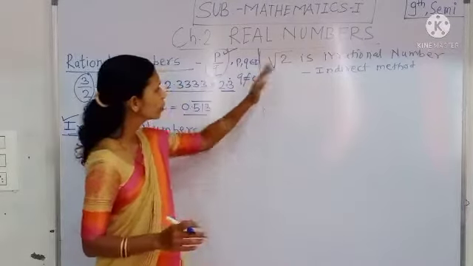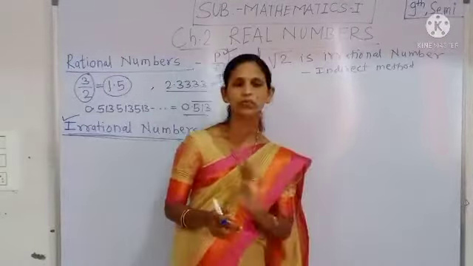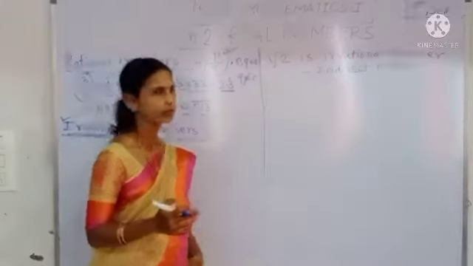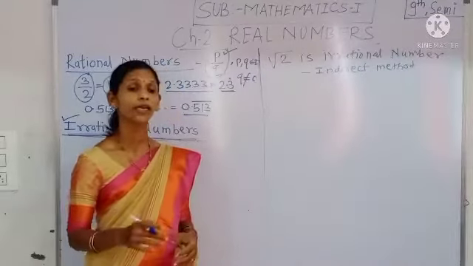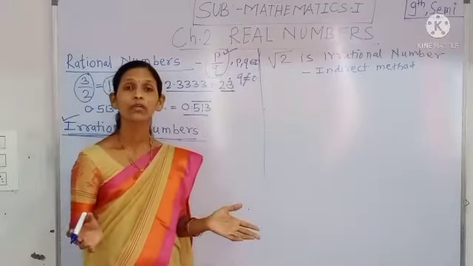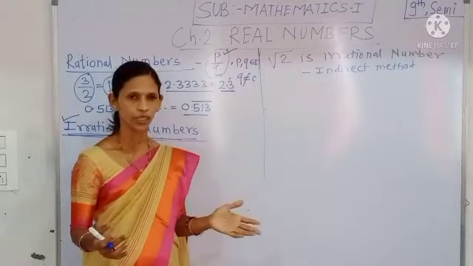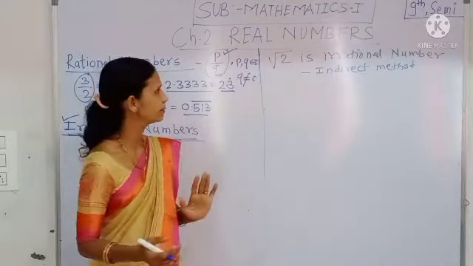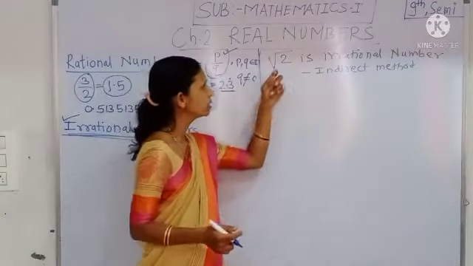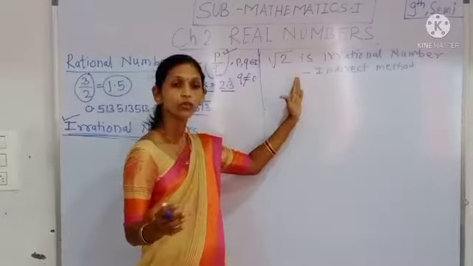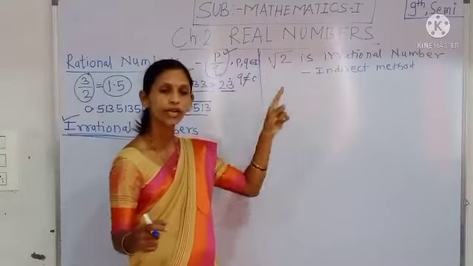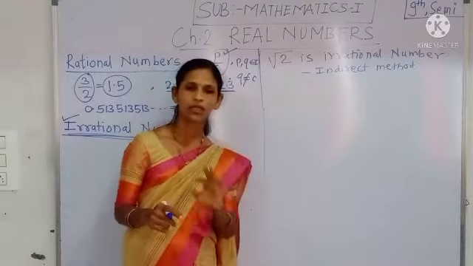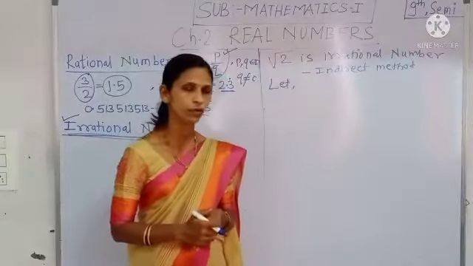Similarly, root 2 is an irrational number. For this property, for this theorem, we use the indirect method. We can't give the proof for this property by direct method. Therefore, see here, we use the indirect method to prove that root 2 is an irrational number. I have already discussed about that.